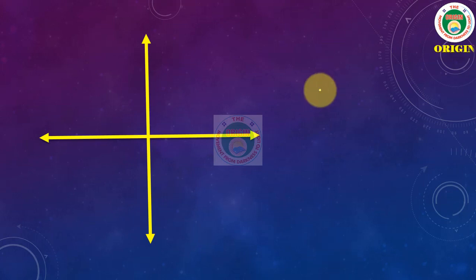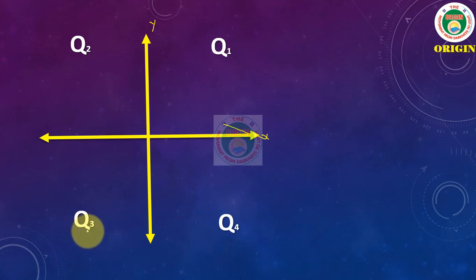This is the x-axis, and this is the y-axis. Already you learned this in coordinate geometry. Quadrant 1, 2, 3, 4: four quadrants are there. The cycle starts from here, the positive x-axis. This is the positive x-axis and this is the negative x-axis. This is the positive y and this is the negative y.